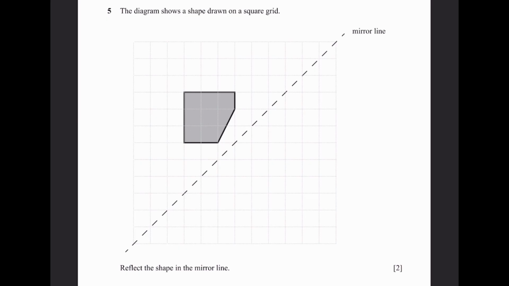Question 5. The diagram shows a shape drawn on a square grid. Reflect the shape in the mirror line. We just need to see if the distance is equal and the direction. So this point is over there. This point over there. Next, this point will become over here. This point will come over here. And this point will be over here. Now we simply connect the dots. That's the answer.